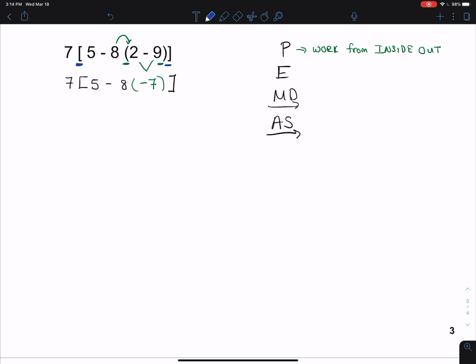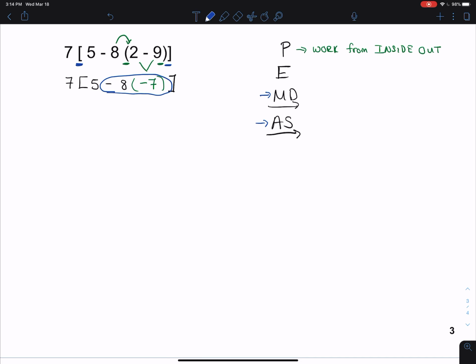So inside the set of brackets, I have subtraction with the 5 minus 8, and I also have multiplication with the 8 times negative 7. I know that multiplication is in my step before subtraction, so I'm going to do that multiplication first. When I do that multiplication, I'm going to keep that subtraction sign attached to that 8. So remember, a subtraction sign and a negative sign can be used interchangeably.